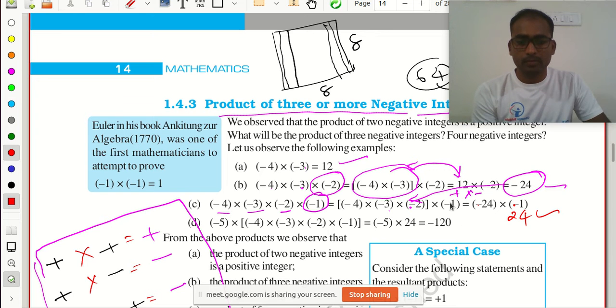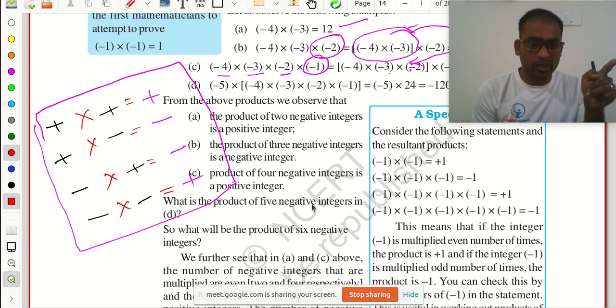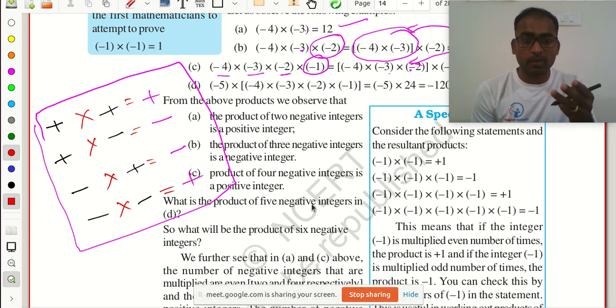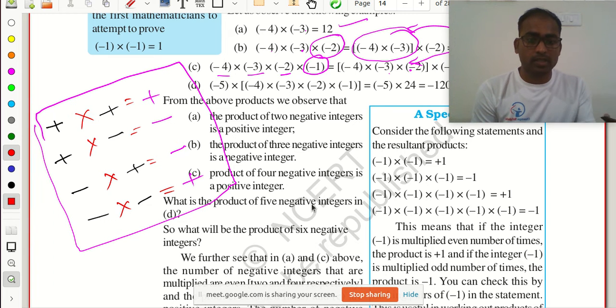Clear? So here you need to understand that if I multiply two negative integers, I will get a positive integer. If I multiply 3 negative integers, then I will get a negative integer only. And if I multiply 4 negative integers, then I will get a positive integer. Yes, Charan, kindly mute yourself.